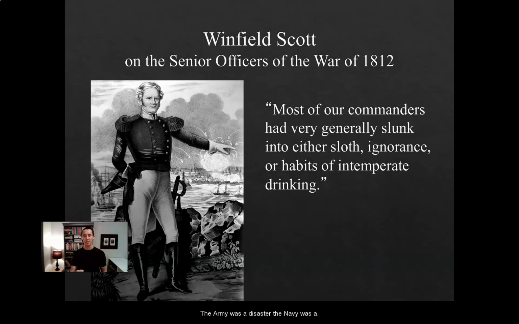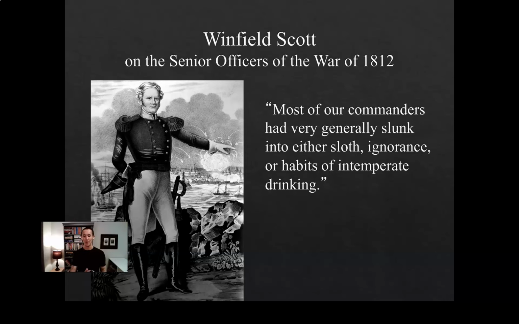So the Army was a disaster. The Navy was a disaster. There were 16 ships in the U.S. Navy, full-size ships. That is compared to the British, who have more than 1,000 warships. We have 16 warships, 16 vessels, and none of them are nearly the size of England's, versus more than 1,000 for the British.